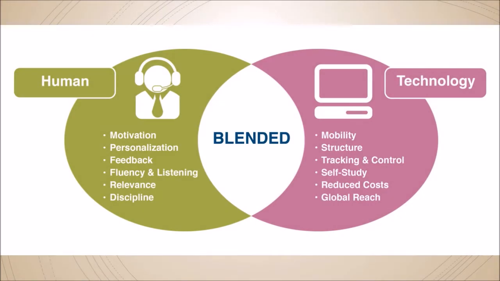Another image, a Venn diagram, helps us further visualize what blended learning truly is. On one side, the important aspects and benefits of human contact or face-to-face traditional instruction are mentioned. These include motivation, personalization, quick feedback, listening, relevance, and discipline. On the other side, the benefits of technology are mobility, structure, constant tracking and control, the ability to self-study, the reduced cost, and the global reach.